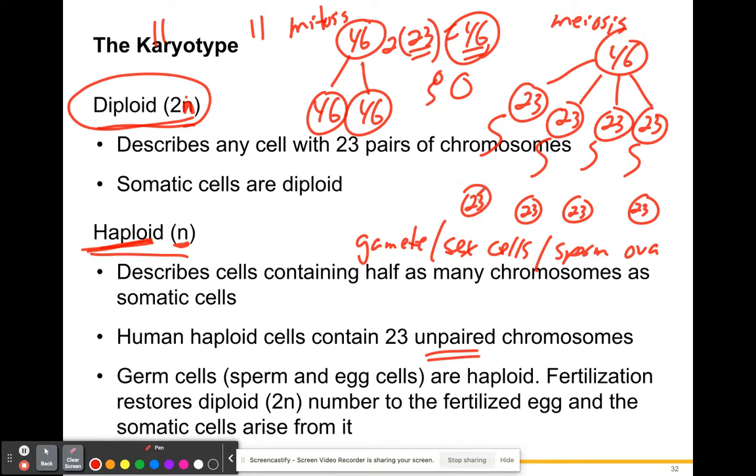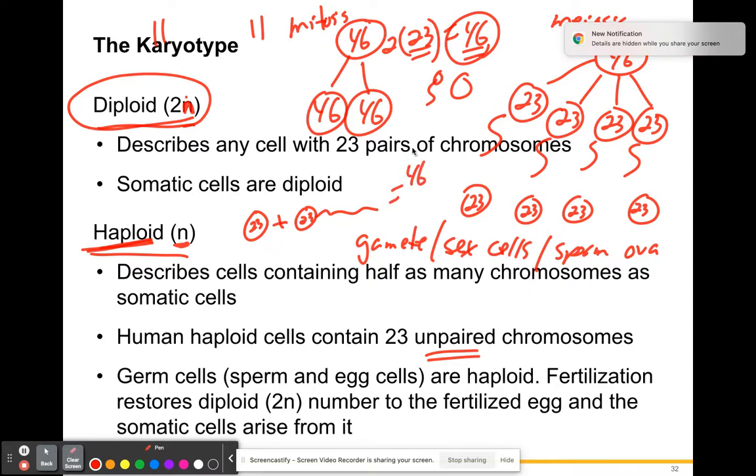And the reason that they're haploid is so that when an egg with 23 chromosomes gets fertilized by a sperm with 23 chromosomes, they create a diploid cell, right? That equals a diploid cell with 46 chromosomes. And that new organism with 46 chromosomes who's diploid can then reproduce and make more diploid cells. Okay, the only cells in the human body that are haploid are these gametes, sex cells, sperm and ova.